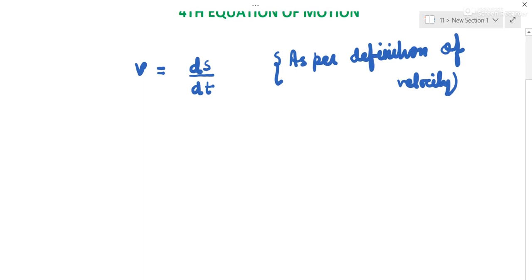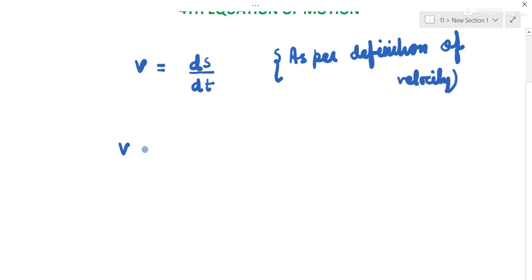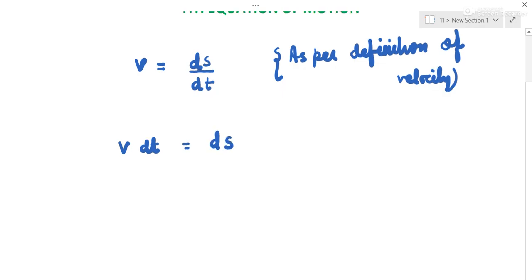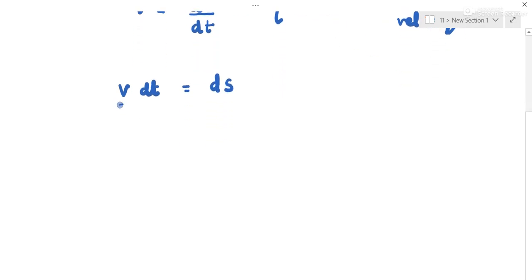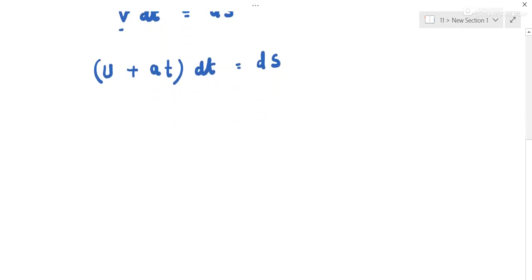Now v dt would be ds. So we'll open v using the first equation of motion, that is u plus at, into dt equals ds. Now we'll separate the terms: u dt plus at dt is equal to ds.